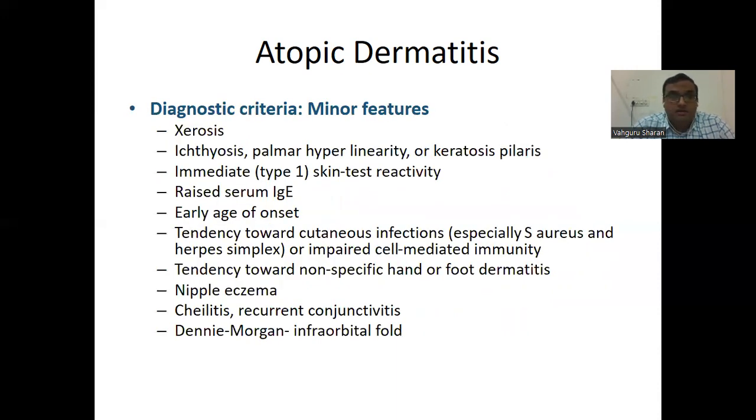Atopic dermatitis minor criteria: xerosis, ichthyosis, palmar hyperlinearity, or keratosis pilaris, immediate type 1 skin test reactivity, raised serum IgE, early age of onset, tendency towards cutaneous infections, especially Staphylococcus aureus, herpes simplex, or impaired cell-mediated immunity, tendency towards non-specific hand or foot dermatitis, cheilitis, recurrent conjunctivitis, Dennie-Morgan infraorbital fold.